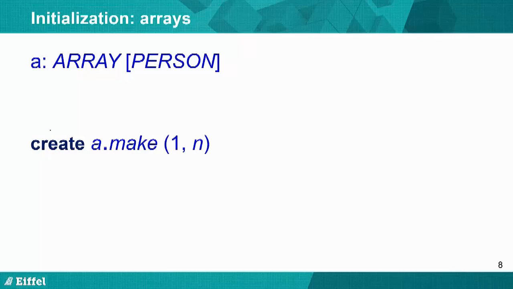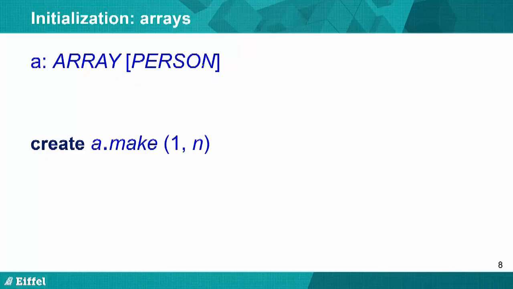The last point that we have to see has to do with initialization. So we saw that for attached types, which is the default, right? When I write person, it means attached person. If I wanted a detachable person, I would write detachable person. We've seen that for attached types, initialization is a key property. This was the notion of properly set. We want to make sure that entities, variables of attached types, are properly initialized.